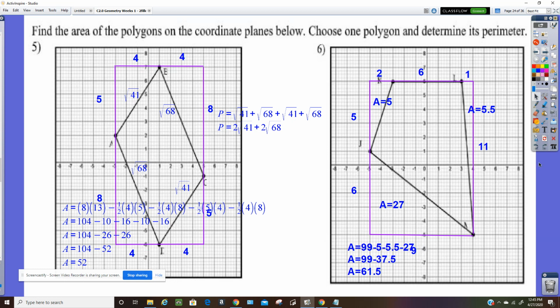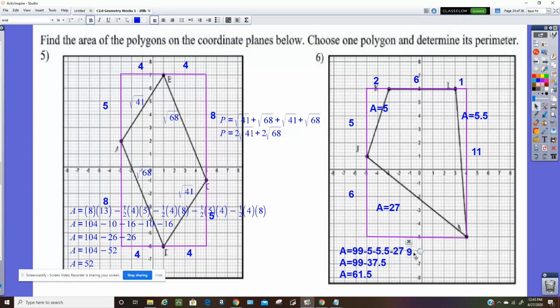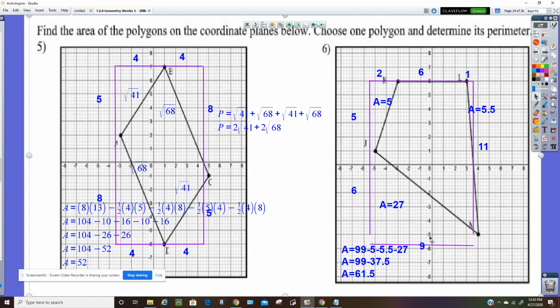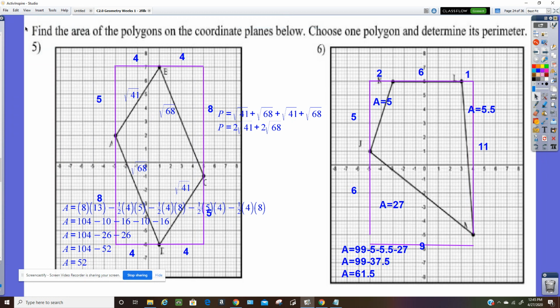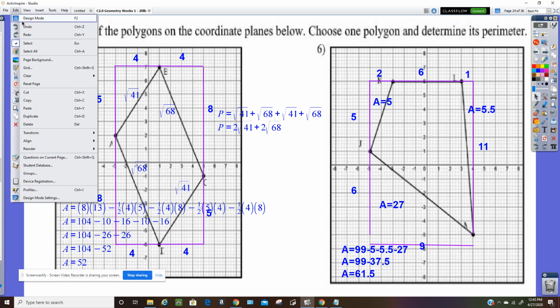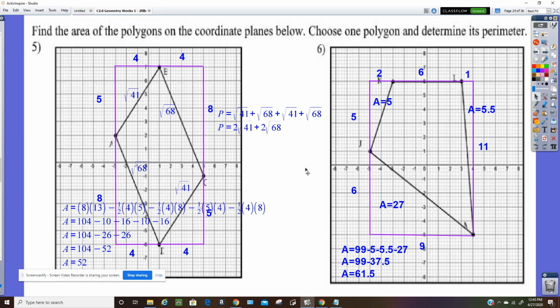And then this side right here, it's kind of covered up. This side is 9. Oh, let me get that. You get the 9 here. Undo that. There we go. So this side is 9. And this side is 11. So 9 times 11 is 99. And then I subtracted the 3 triangles there. And 99 minus 37.5 is 61.5.